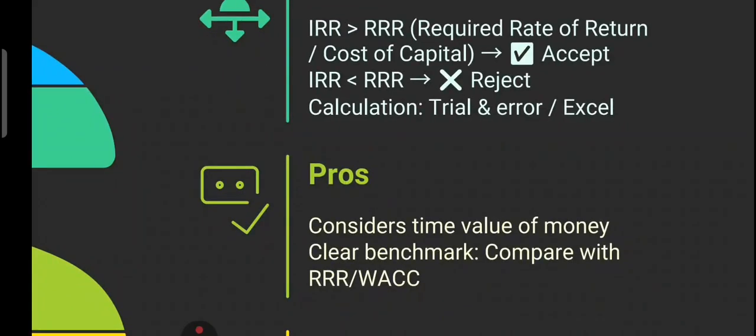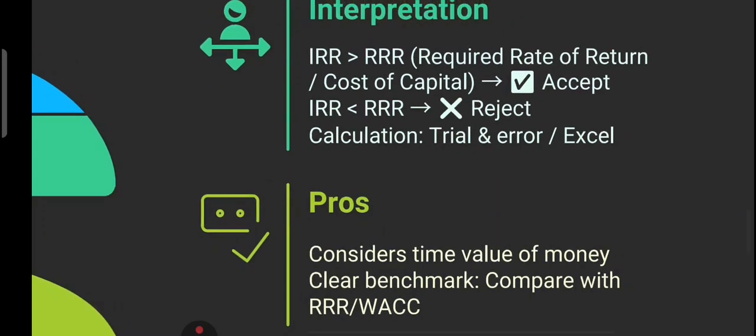Now you usually calculate it through trial and error or use the Excel tool to calculate the IRR. In examination you will not be asked to calculate IRR because it is a very lengthy procedure. So just remember, you should compare IRR with respect to the RRR. If it is greater, then accept it. If it is less, then reject it.